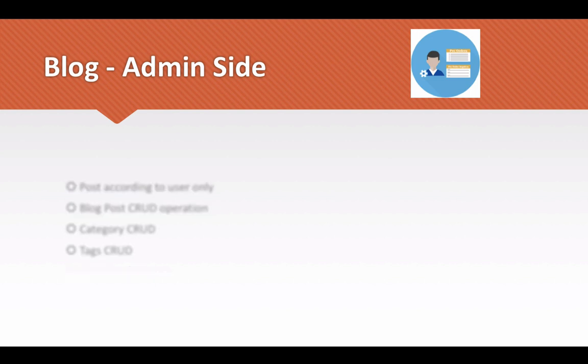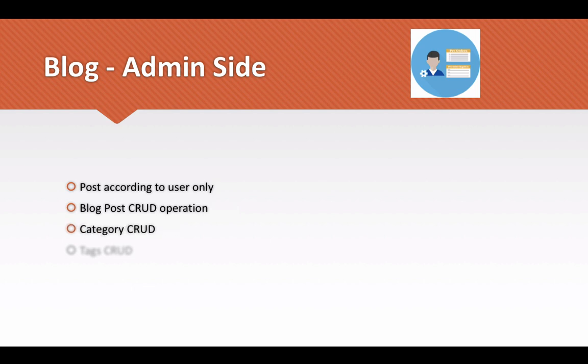After that, we will see the posts according to the user only. That means on the admin side, if one is a publisher, he can only see the posts which are published by him. And next, blog post CRUD operation. That means obviously we are going to create a blog, edit a blog, update a blog, and delete a blog. Everything we will do on the admin side.